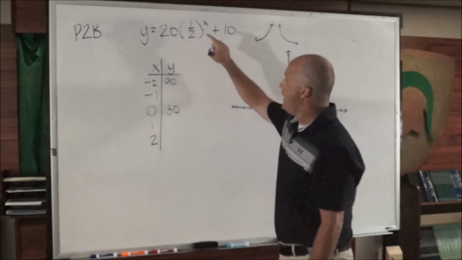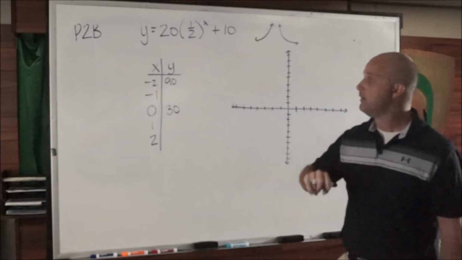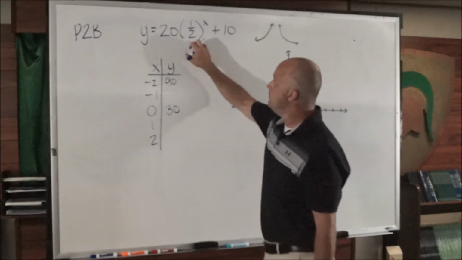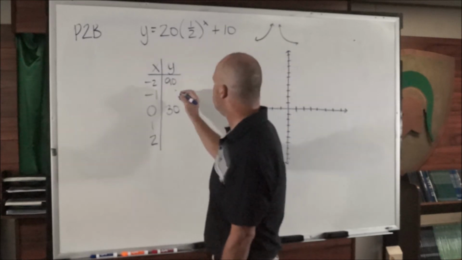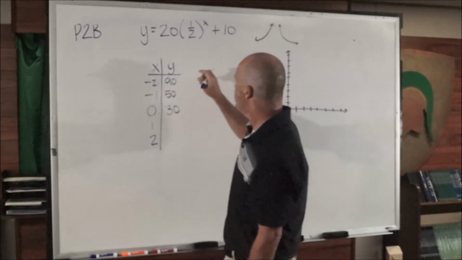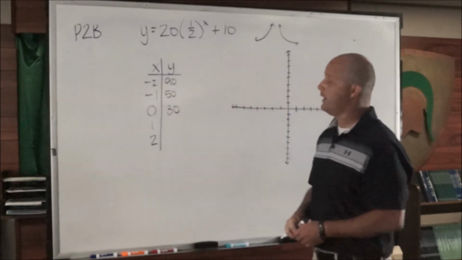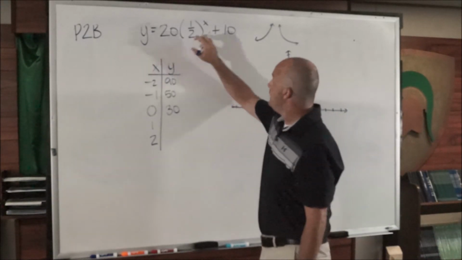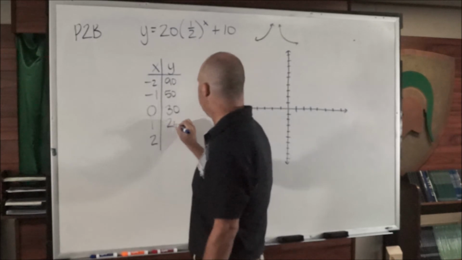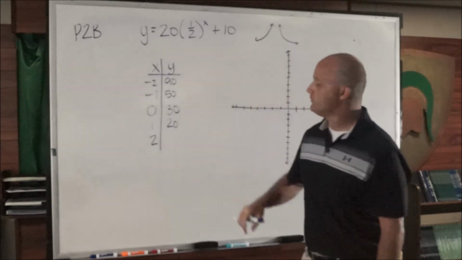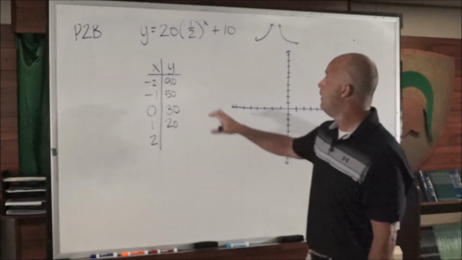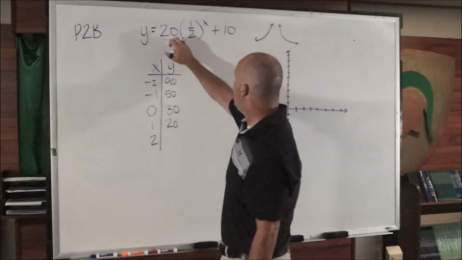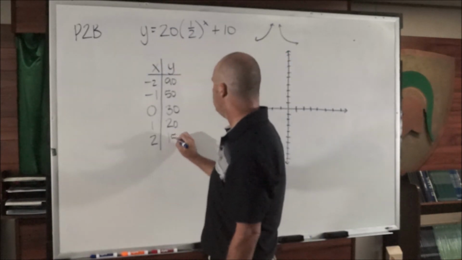Then I've got 1/2 to the -1st, so again, flip it. 2 to the 1st is 2, times 20 is 40, plus 10 is 50. Go to the 1st, so 1/2 to the 1st is 1/2. 1/2 of 20 is 10, plus 10 is 20. And then 1/2 to the 2nd is 1/4. 1/4 of 20 is 5, plus 10 is 15.